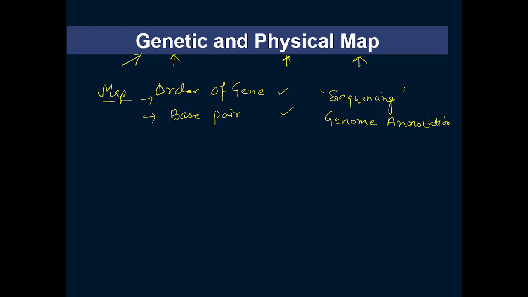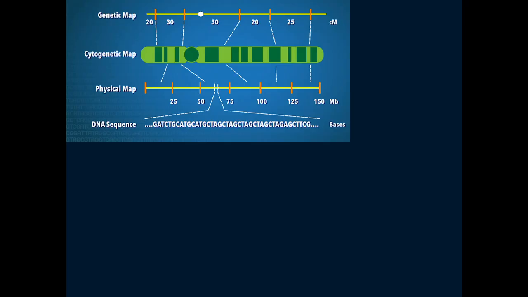Now let me show you a picture. In this picture there is a genetic map, a cytogenetic map, a physical map, and a DNA sequence. In the genetic map, certain numbers are written, shown in centimorgans. The centimorgan is named after Morgan, whose student Alfred Sturtevant was the first person to create a genetic map.